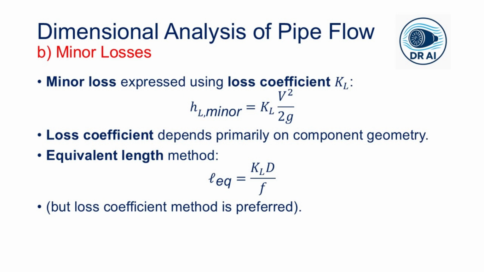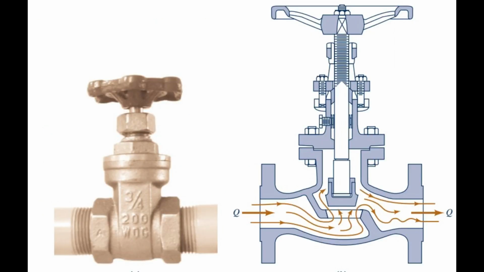Now look at this particular figure showing the flow through a valve. The flow path is tortuous. There are regions of separation, swirling motions, and intense turbulence. Analyzing this theoretically is virtually impossible. So once again, we turn to experiment and dimensional analysis.